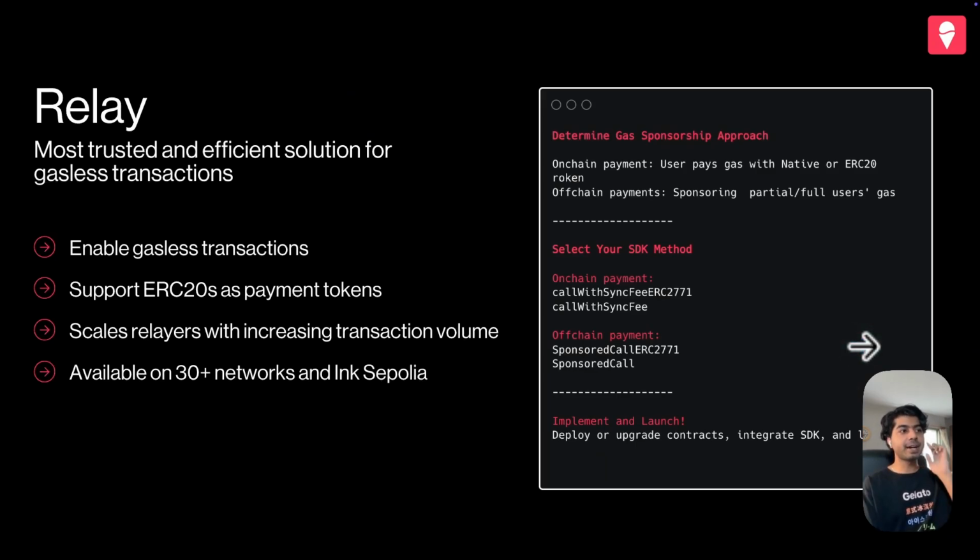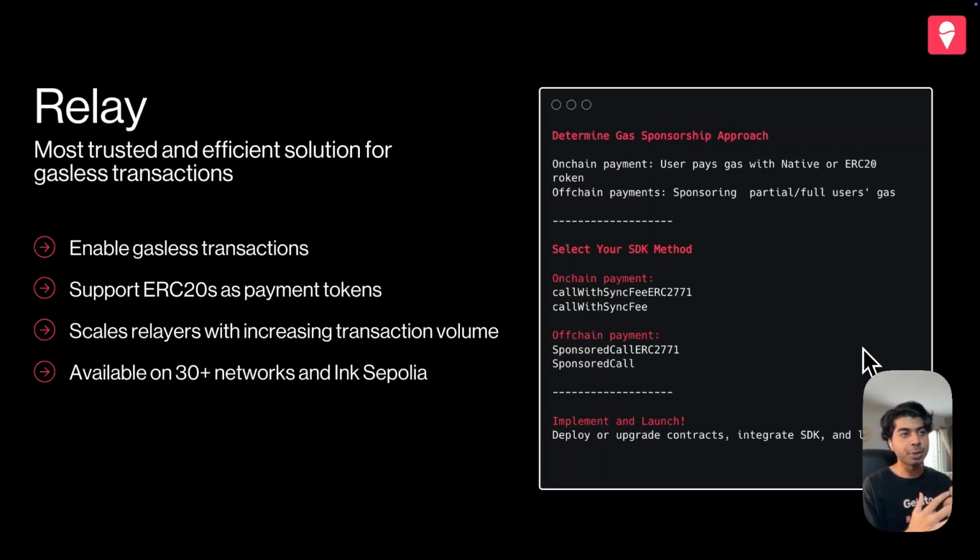Right. Now let's dive into Gelato Web3 services, starting off with Gelato Relay. I'm just going to give you a top-level overview. Gelato Relay is the most trusted and efficient solution for gasless transactions. It enables gasless transactions, supports ERC20 as a payment token, and scales relayers with increasing transaction volume, and it's available on 30-plus networks, including Ink and Ink Sepolia.